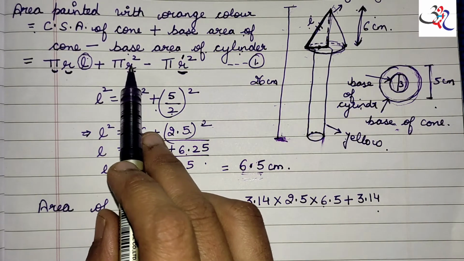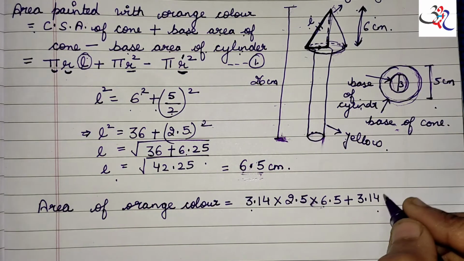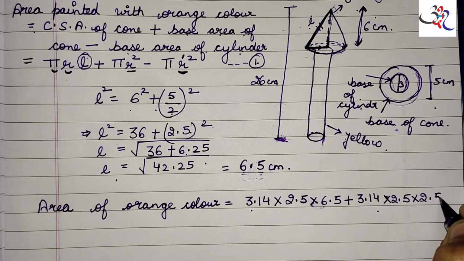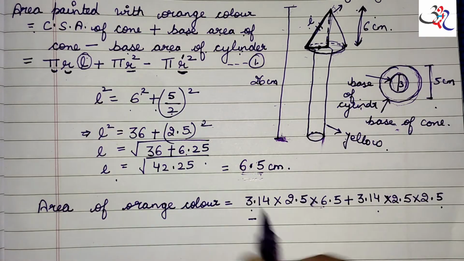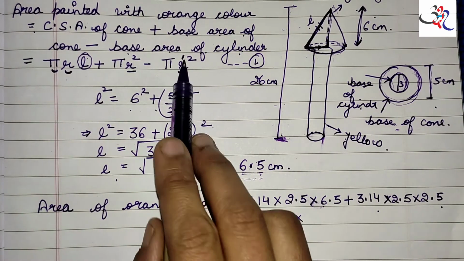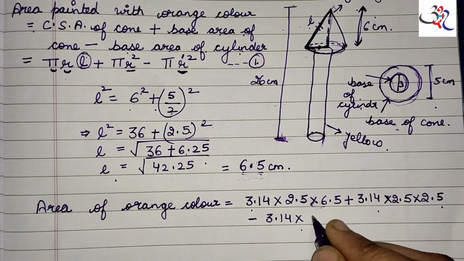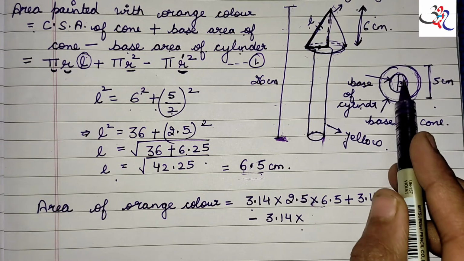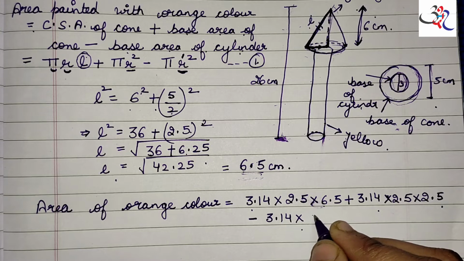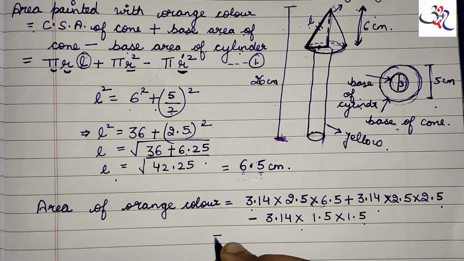This is the base area of the cone, so we will use the radius of the cone, which is 2.5, multiplied by 2.5, minus pi, which is 3.14, into r dash square. This time r dash is of the base of the cylinder. The cylinder diameter is 3, so what will be the radius? Radius will be 3 by 2, which means it will be 1.5 into 1.5.